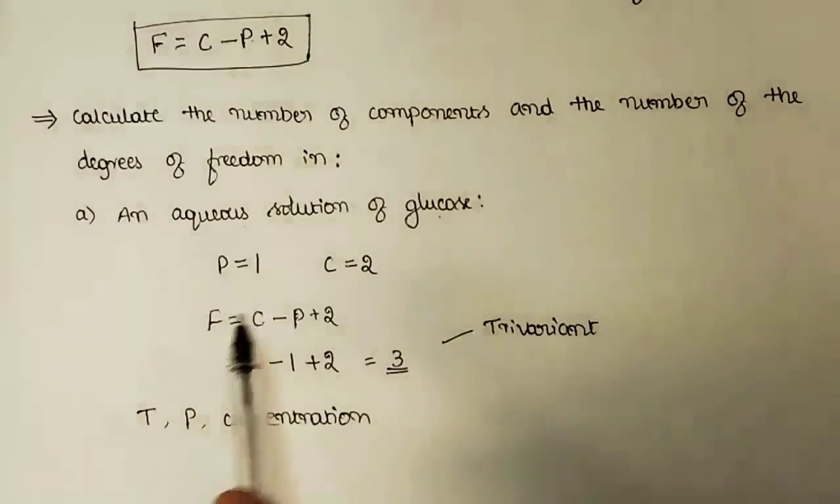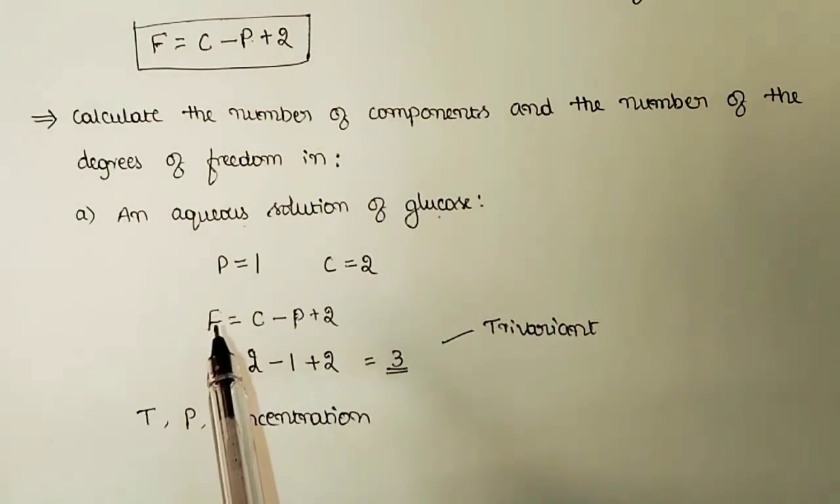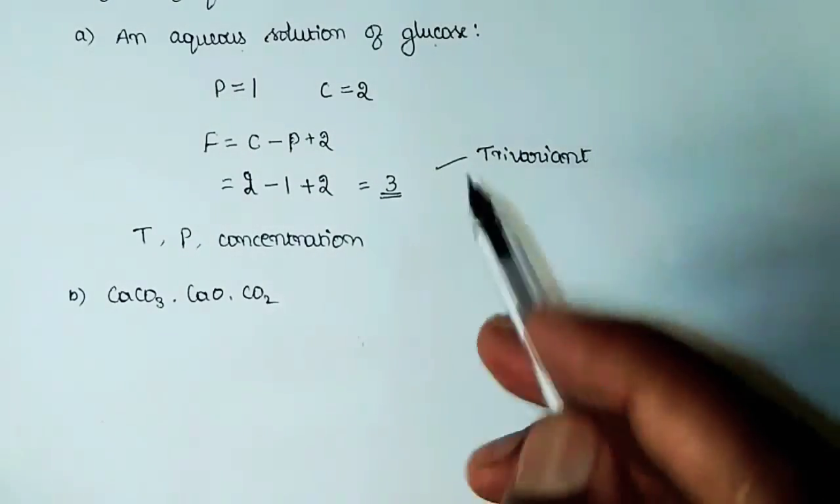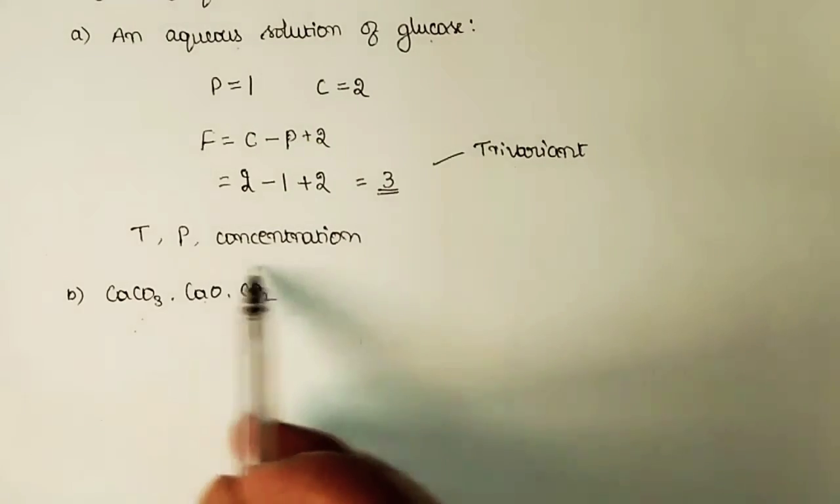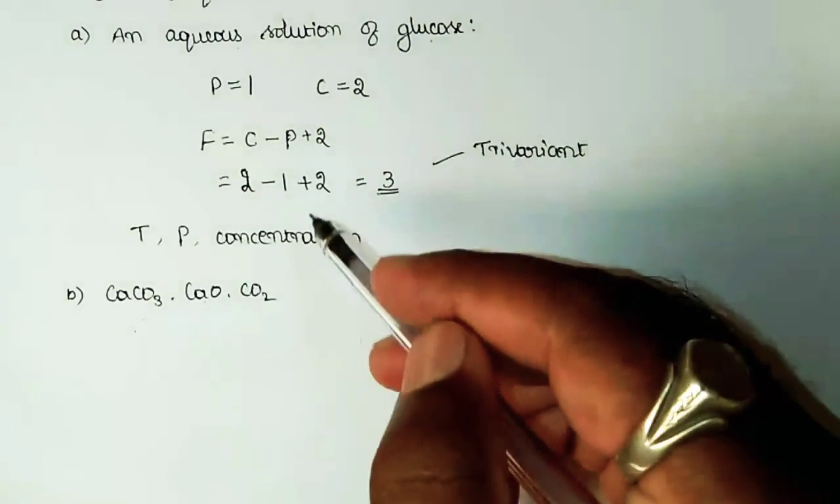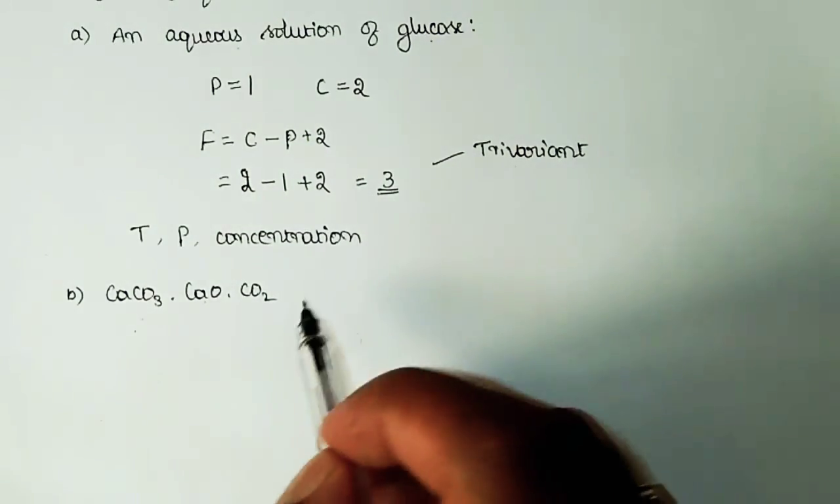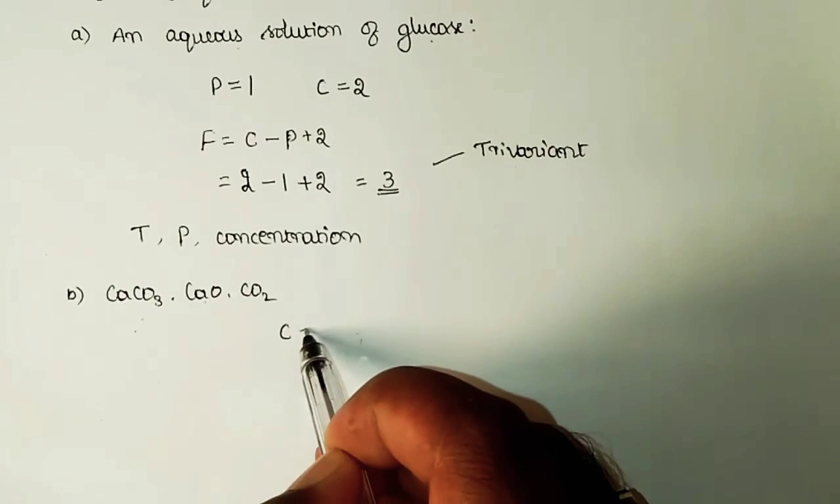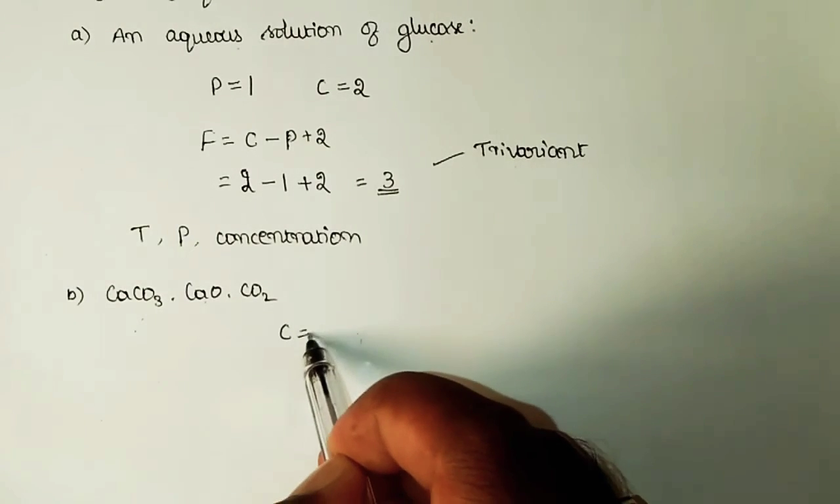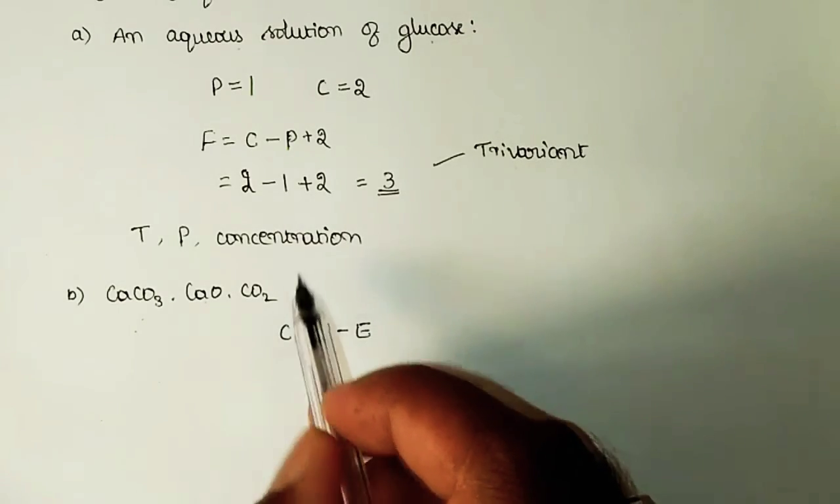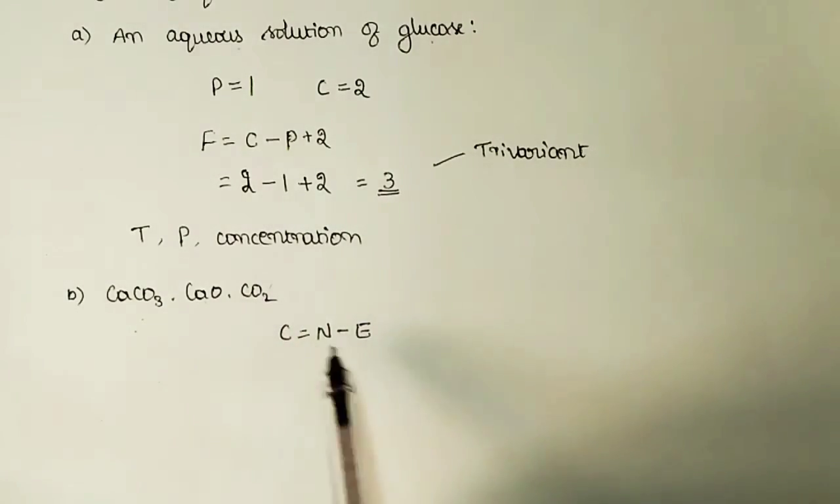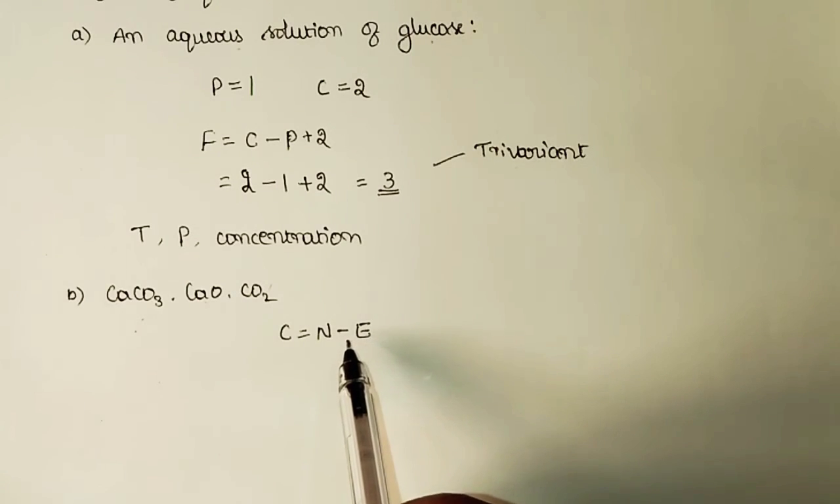So now we shall consider one more system. So this is the second system we are having. The system consisting of CaCO3, CaO and CO2. The reactive system it is. So for a reactive system, as we said, in order to determine the number of components, we are supposed to go with the simplest equation, that is N minus E, where N is the number of constituents present in the system and E is the number of independent equations.